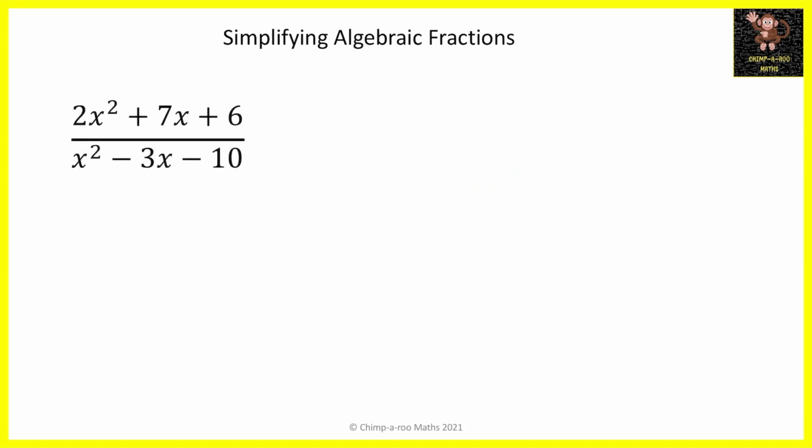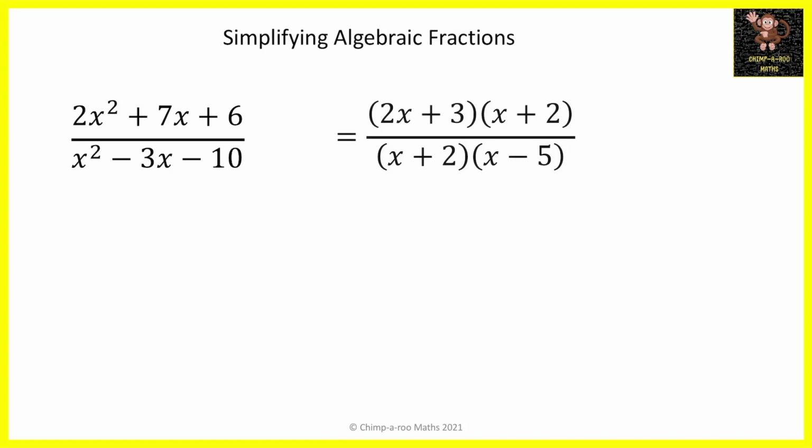Okay, next one here, we've got 2x squared plus 7x plus 6 all over x squared minus 3x minus 10. And we factorise these to 2x plus 3, x plus 2 on the top, and x plus 2 times x minus 5 on the bottom. Again, if you're not sure which one to factorise, the bottom one first is easier. You get x plus 2 times x minus 5.